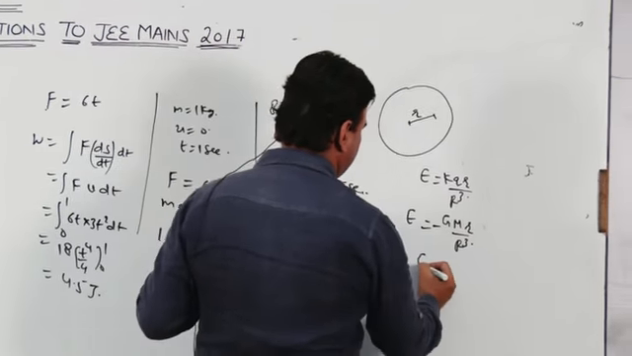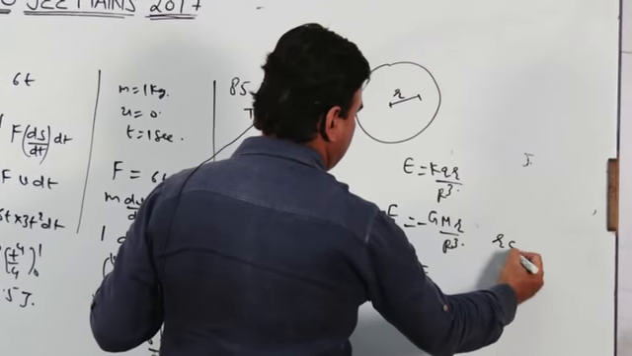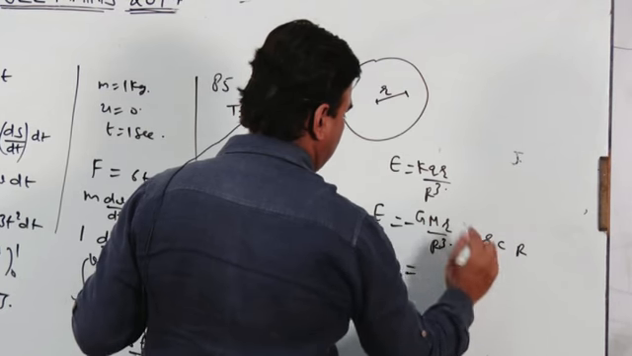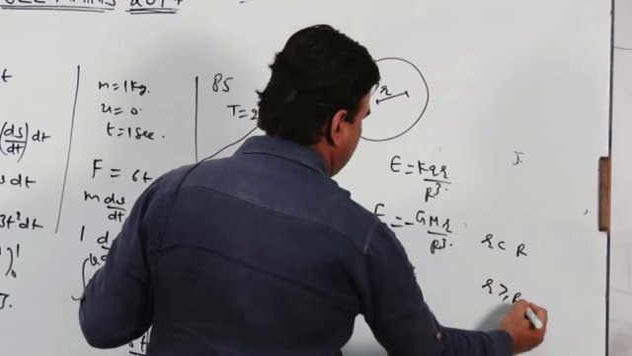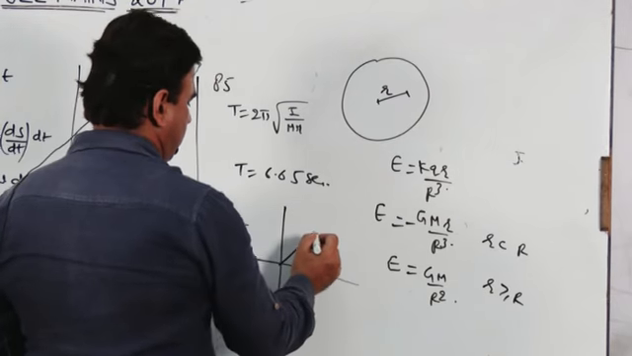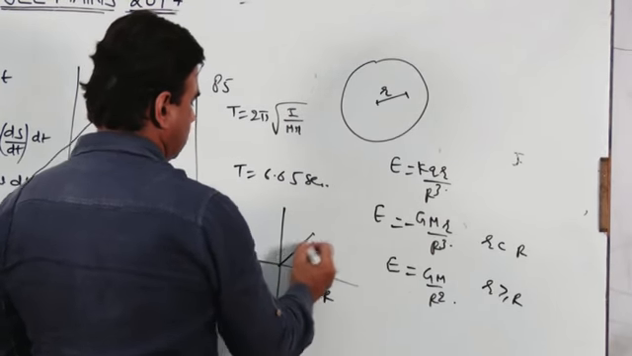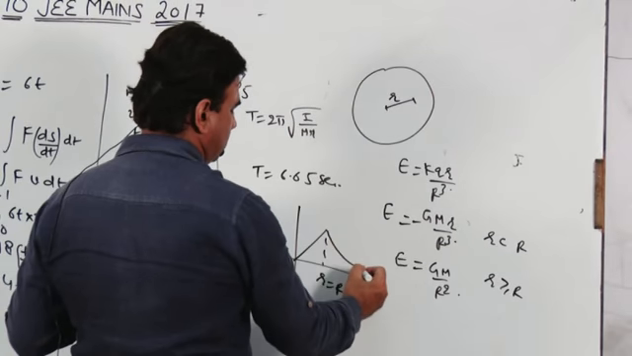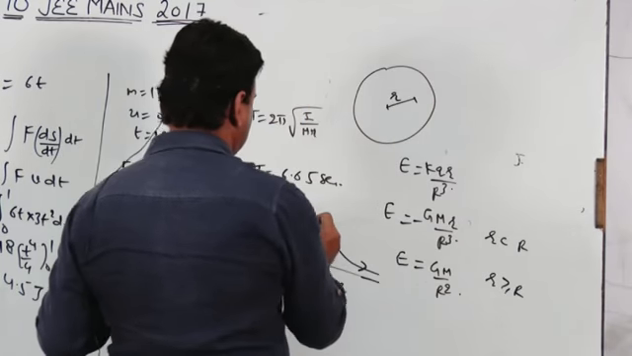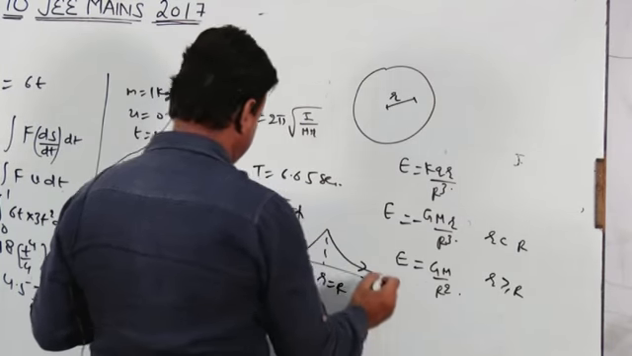And after that, r is less than or equal to R inside. And when r is greater than R, this becomes G M by r square. So until r equals R, this is a straight line, and after that it is inversely proportional, 1 by r square. So this is the graph between E and r.